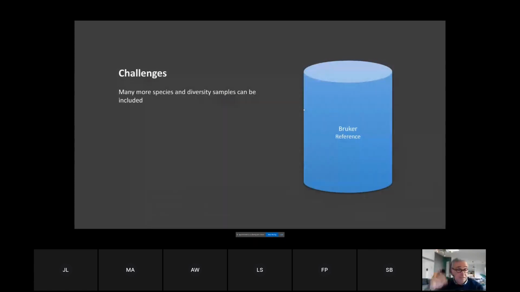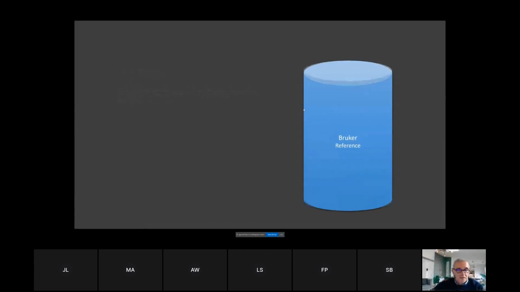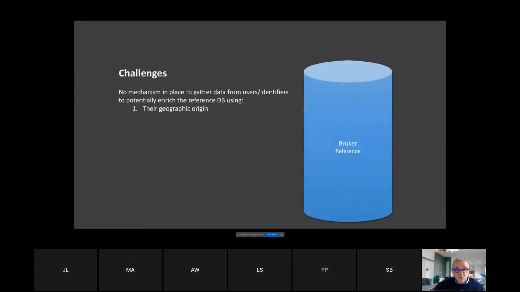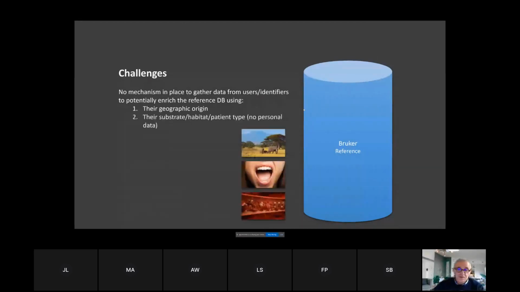So the idea is to increase the size of the database and to introduce more diversity in terms of strains and in terms of species as well, of course. There is no mechanism in place at the moment to gather data from users and identifiers to potentially enrich the reference database using, for example, the geographic origin of the strains, the substrates on which they were isolated, and so on, the habitat, the patient, and so on.